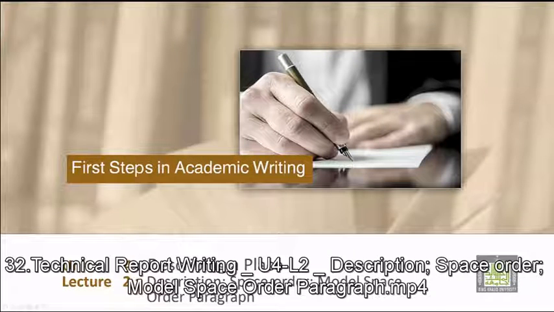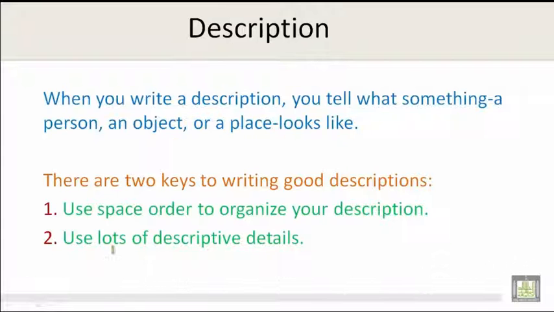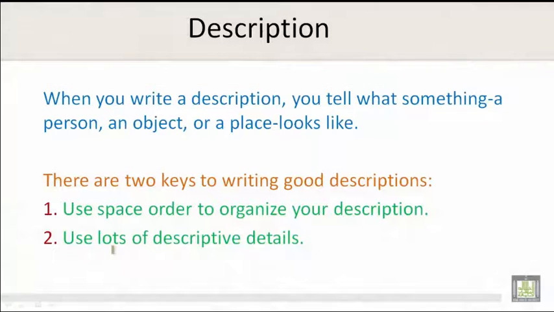Unit 4, Describing a Place. Part 1, Organization. When you write a description, you tell what something, a person, an object, or a place looks like. There are two keys to writing good descriptions. Key number 1, use space order to organize your description. Key number 2, use lots of descriptive details.